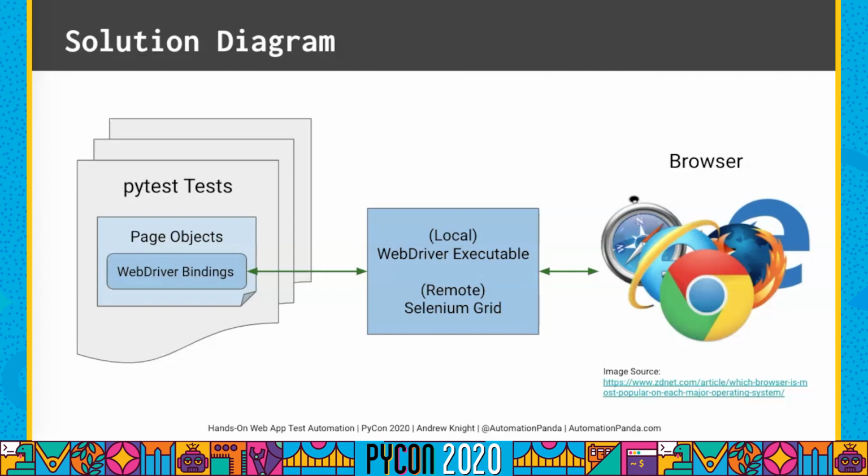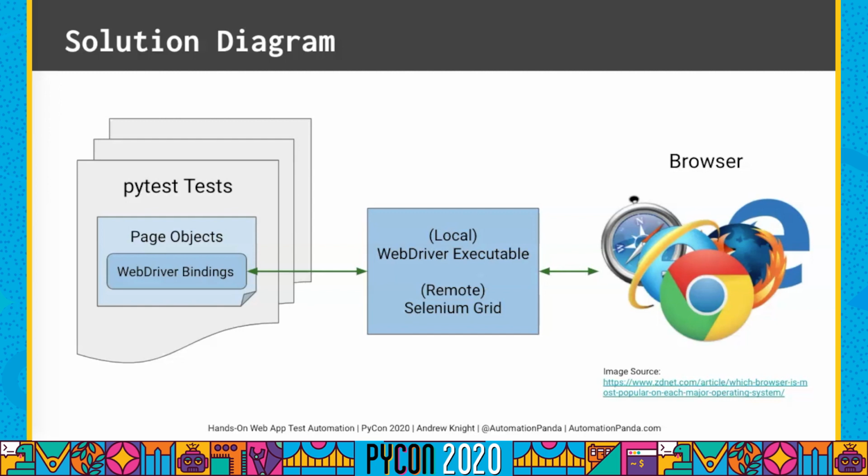WebDriver bindings will call out to that intermediate body, which will be like a proxy. If we run our test locally, which we'll do in this tutorial, that proxy will be what we call a WebDriver executable. It'll be a process that will be running on your local machine, and it will serve as a communication way station between your test automation that's running and the live browser. If we were to run tests remotely in a distributed environment, we could use a tool like Selenium Grid, which we'll talk about towards the end of this tutorial.